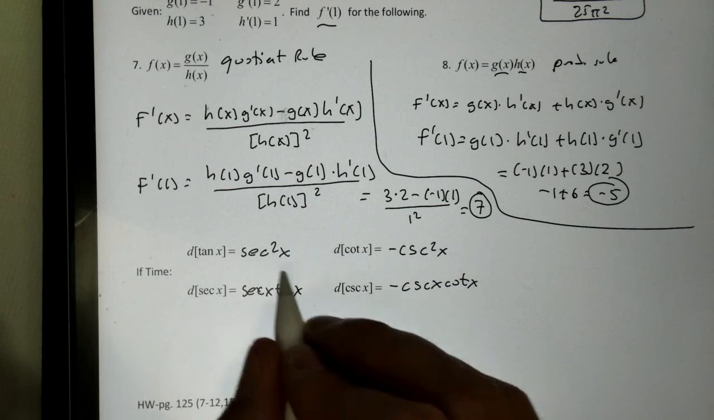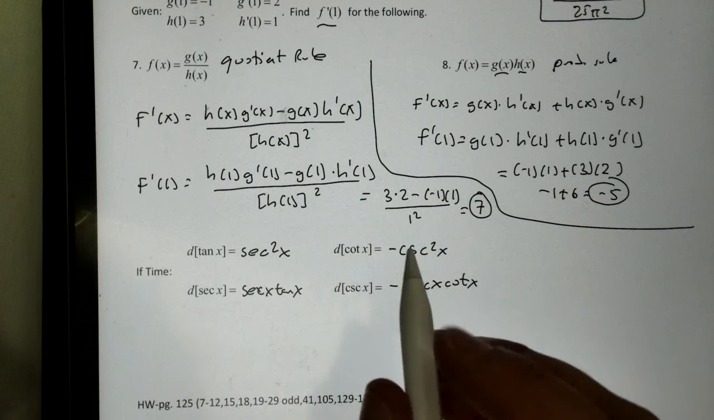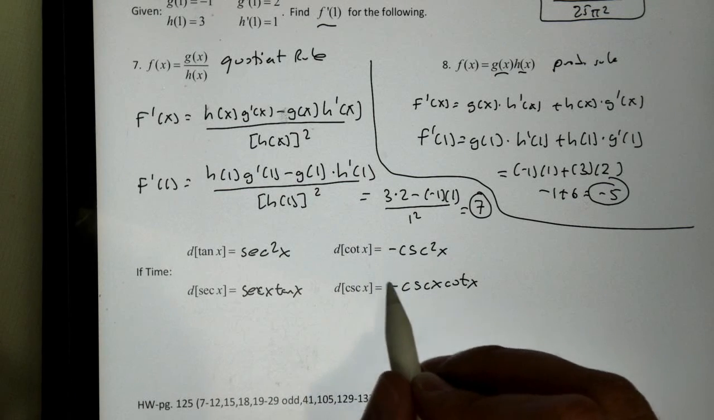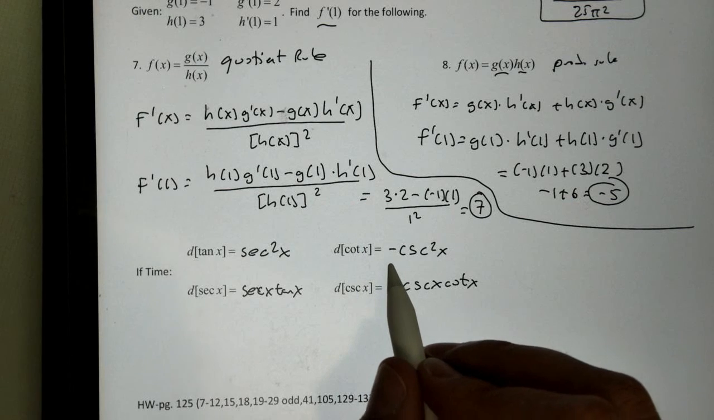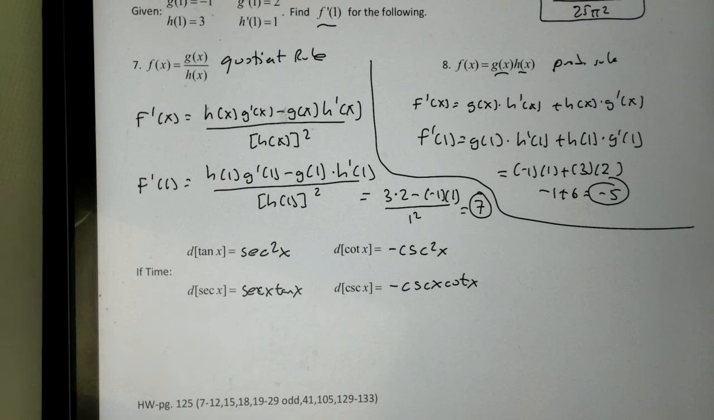There is a relationship between these, but one thing I do want you to notice is that the co's are always negative. So anything with a co is going to become negative. Even the derivative of cosine becomes negative sine. So anything with a co should always have a negative value attached to it.